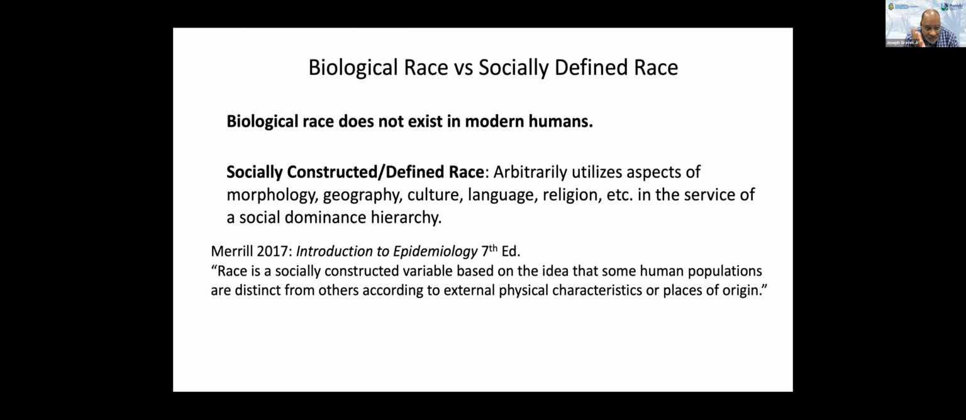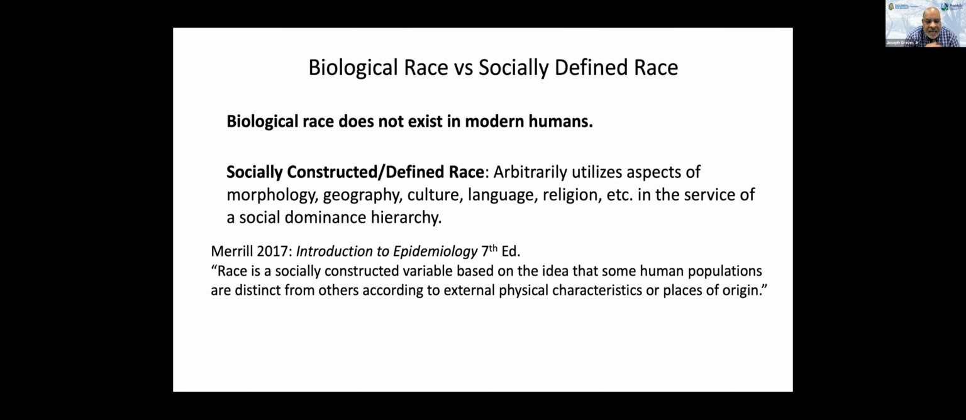So biological race does not exist in modern humans. Instead, most people are referring to socially constructed or socially defined race, which arbitrarily utilizes aspects of morphology, geography, culture, language, and religion, but only does so in the service of a social dominance hierarchy. And thus the title of my new book with Alan Goodman is Racism, Not Race, in which we make the point that it was racism that created socially defined races, not the other way around.